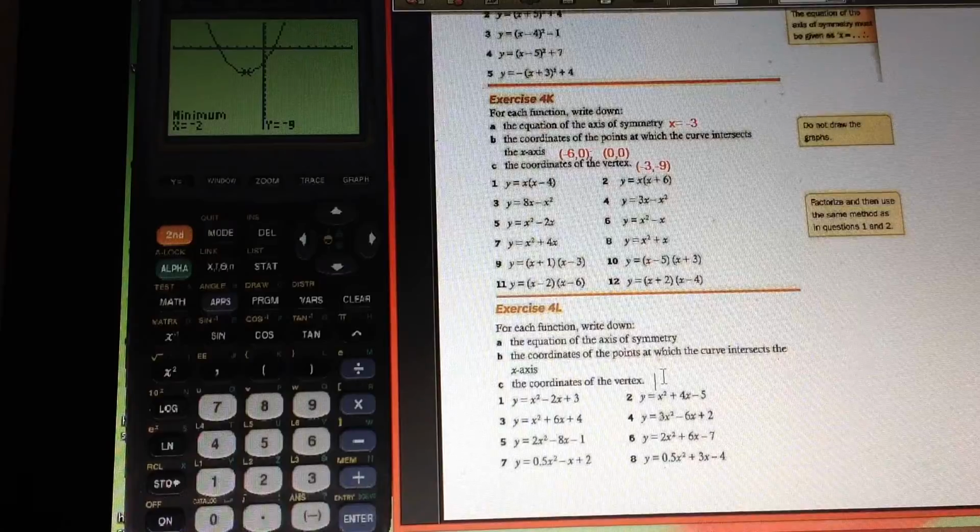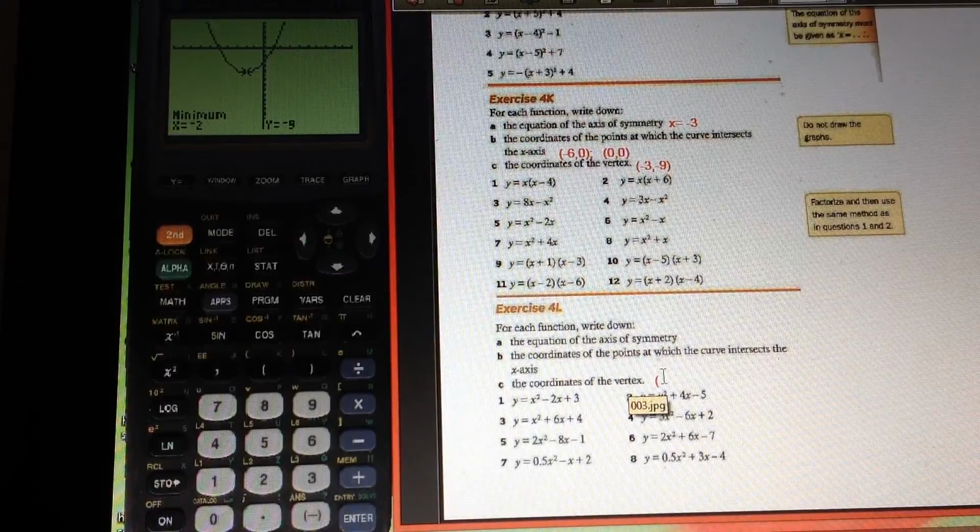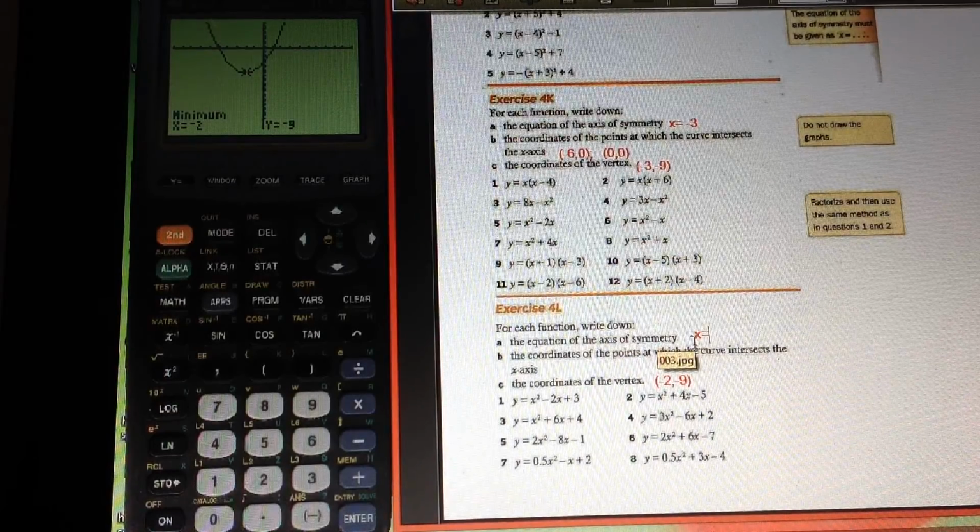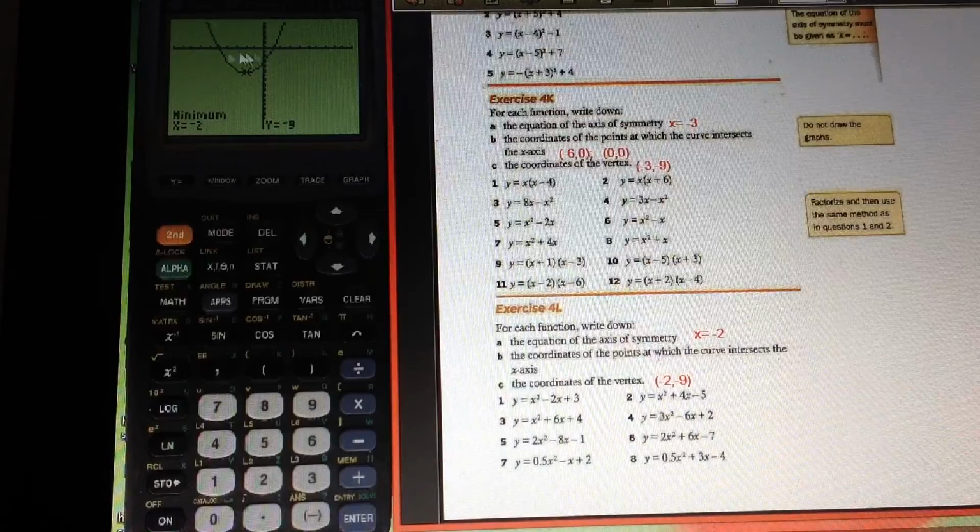Therefore, you can say my vertex, it is -2, -9. So this is my vertex. Again, once you know your vertex, you can write down the equation of the axis of your symmetry. So the x is equal to -2. That is your equation of the symmetry. Alright, so now you notice there are 2 intercepts, the x-intercepts, looking at this picture.